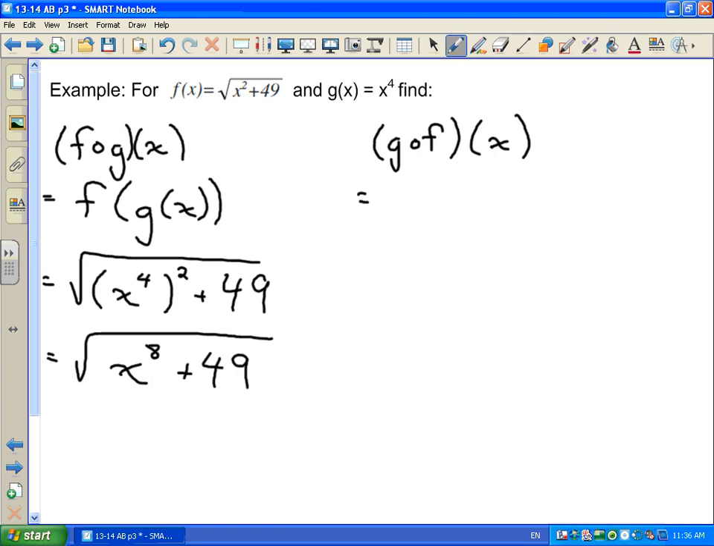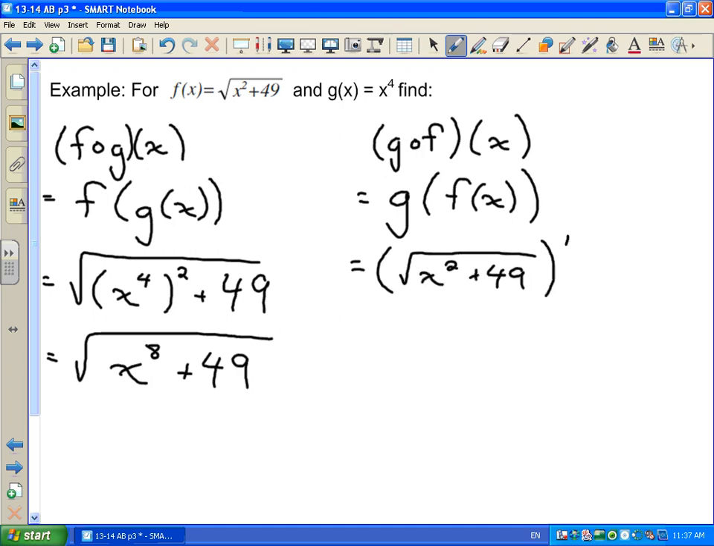Okay. So same thing, let's do it in the opposite order here. We'll do the composition of g and f. So that's going to be g as our outer function here, and we're going to sub into it our function f at x. What are we going to do when we do this composition here? It's just bracket root x squared plus 49 bracket to the power of 4. Right. So we've got our big thing here, something to the power of 4. We sub in x squared plus 49 into there.